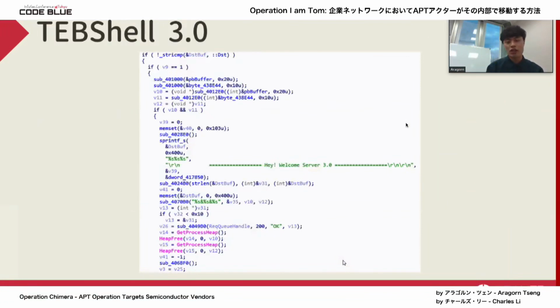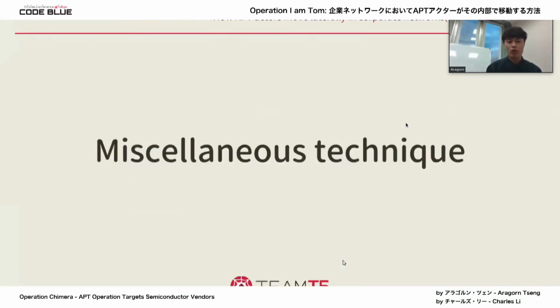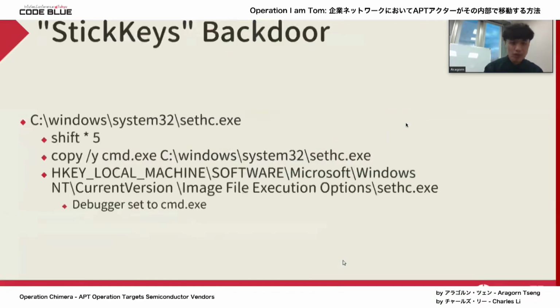TBShell is constantly evolving. Recently, we observed the TBShell 3.0 version. And next, we will share some miscellaneous techniques used by the actor. In lateral movement, there is a trivial but effective technique called sticky backdoor.